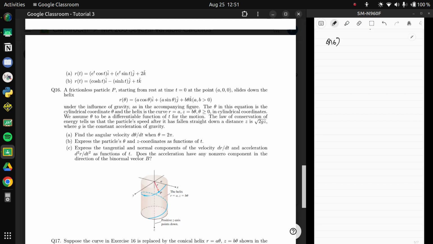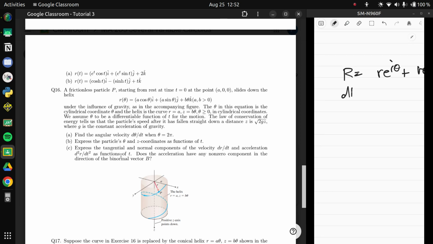We assume theta to be a differentiable function of t. The law of conservation of energy tells us that the particle's speed after it has fallen straight down some distance z is just this stuff. Find the angular velocity d theta by dt when theta is equal to 2 pi. This shouldn't be hard to do actually. So you know how to find speed at this point. So capital R is just given as r e to the power i theta plus z is just b theta, so b theta k hat.